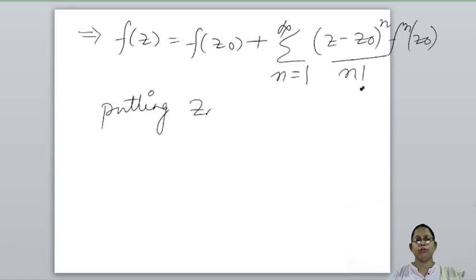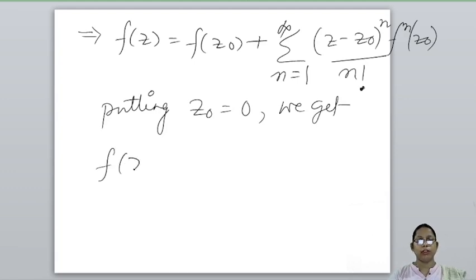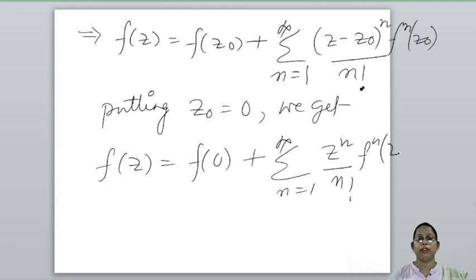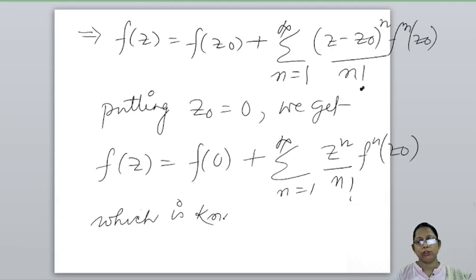Putting z naught equal to 0, we get f(z) equal to f(0) plus sum over n ranges from 1 to infinity of z^n by n factorial f^n(0), where f^n is the nth derivative of the function f(z) at the point, which is known as Maclaurin's theorem.